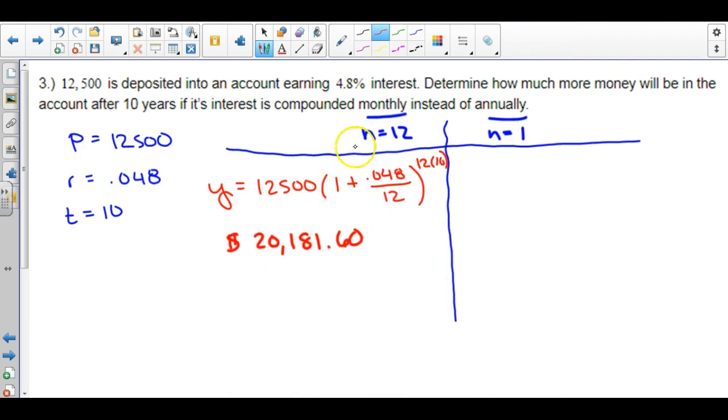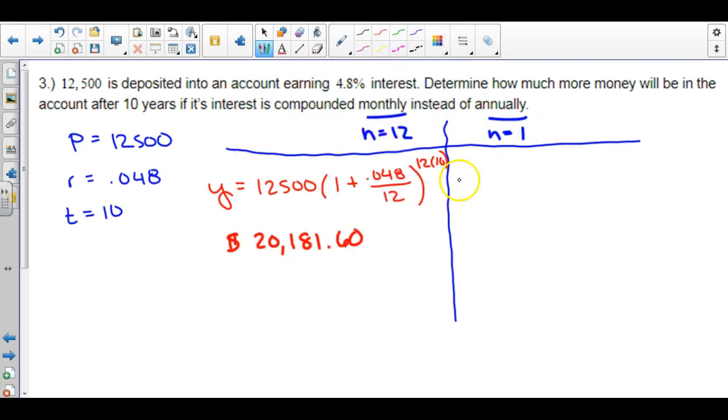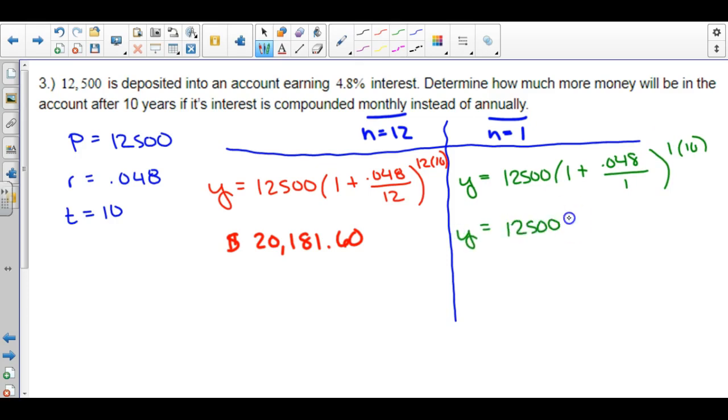So that's for the account that was compounded monthly, versus what if it's just compounded annually? What if I'm just adding interest once a year? Well, that would be y equals 12,500 times (1 plus 0.048 over 1) to the power of 1 times 10. What I want to emphasize is that this is really just the original equation that we had that deals with exponential growth, where I have 1 plus r, and we know that 0.048 is just that r value. That could go here, and then 1 times 10 is just 10.